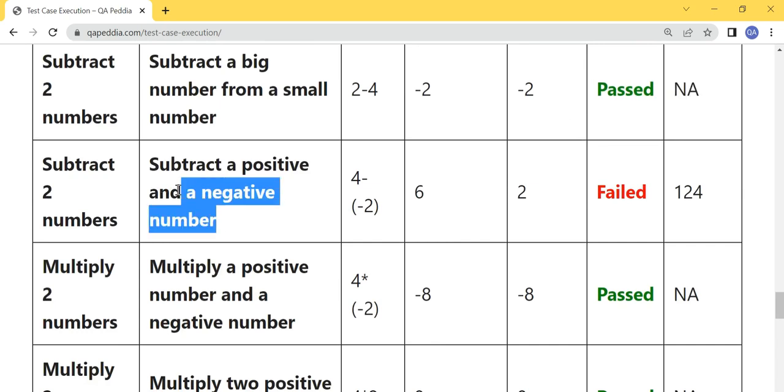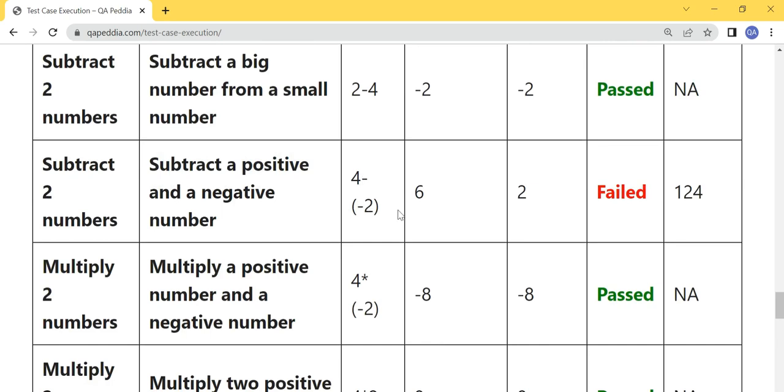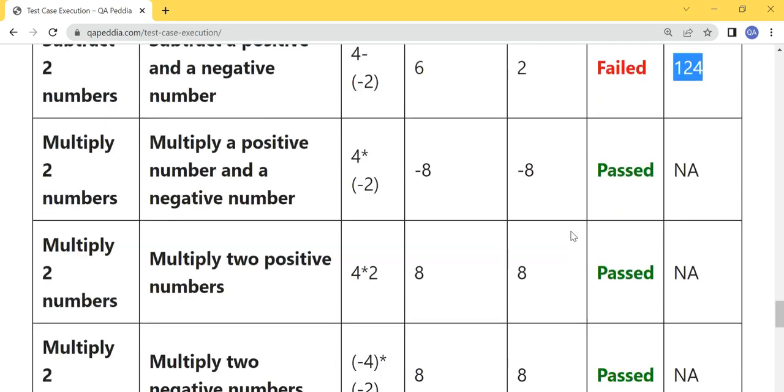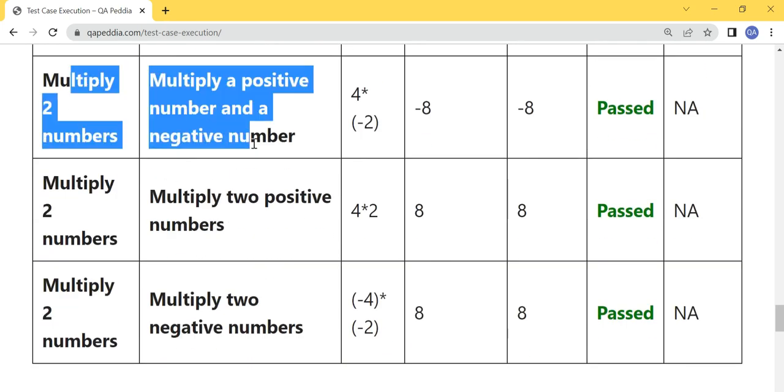Then subtract a positive and a negative number. We are saying 4 minus minus 2, the expected is 6, but if suppose our calculator is showing 2, so actual and expected are not same, so our test case is failed, and there will be a defect raised for that one. Some defect ID will be generated, some defect number will be generated. So this is how we do the test case execution process. The same thing for multiplication also we will do.